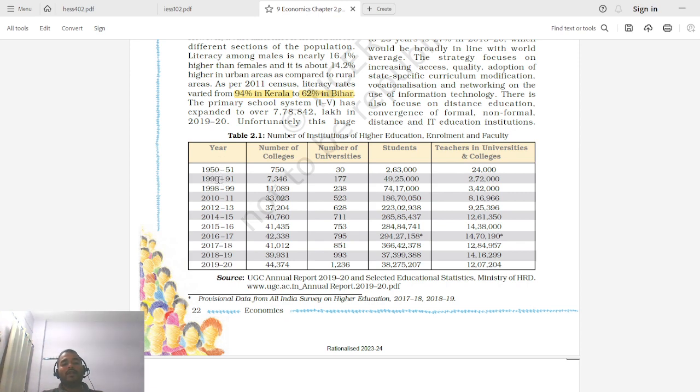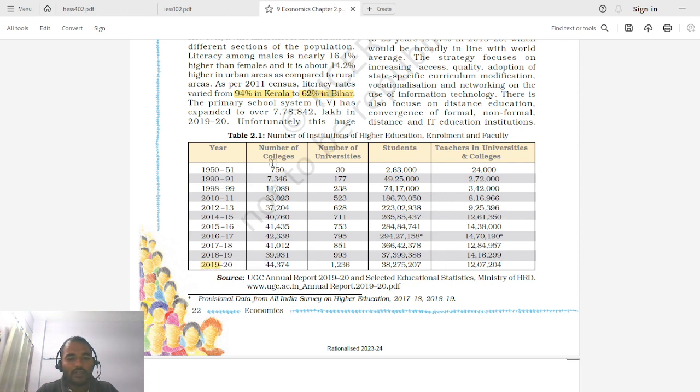As we move forward to 1990 and 1991, the number of colleges increased approximately tenfold, in 40 years. So almost 10 times college increased, number of universities increased approximately to 177, almost 6 times. Number of students from 2 lakhs increased to 50 lakhs approximately, and number of faculties from 24,000 increased to almost 2 lakh 72,000. So there is a huge growth in this. Again 98, 99, you can go through all this data. I'll just look at the 2019 and 20 data now.